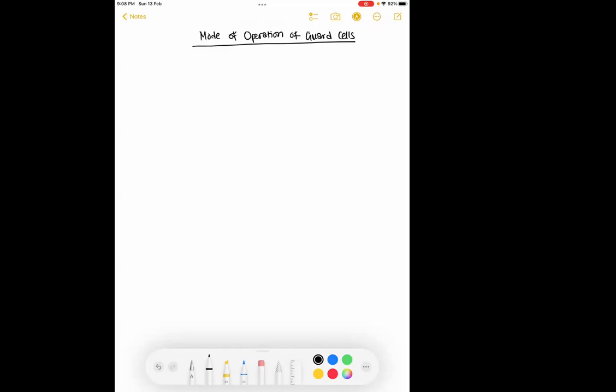I'm just going to draw a diagram first so that you can understand everything. So like I said, they're bean shaped. So like that. And the other one is like that.